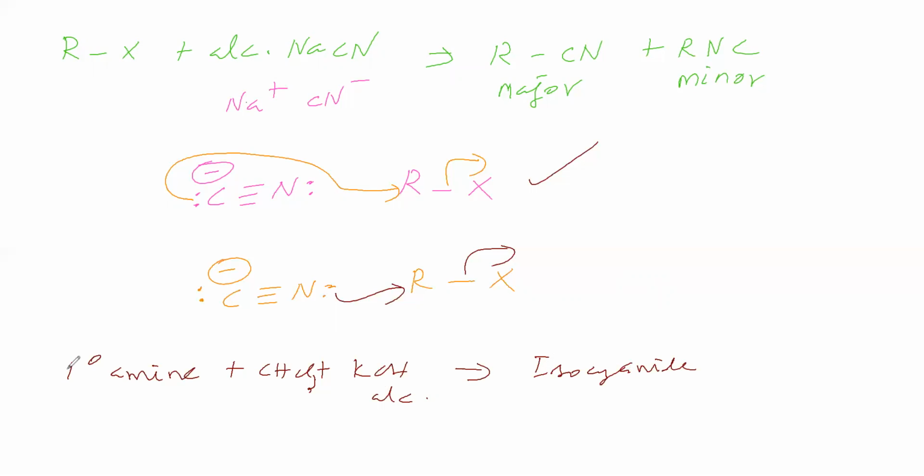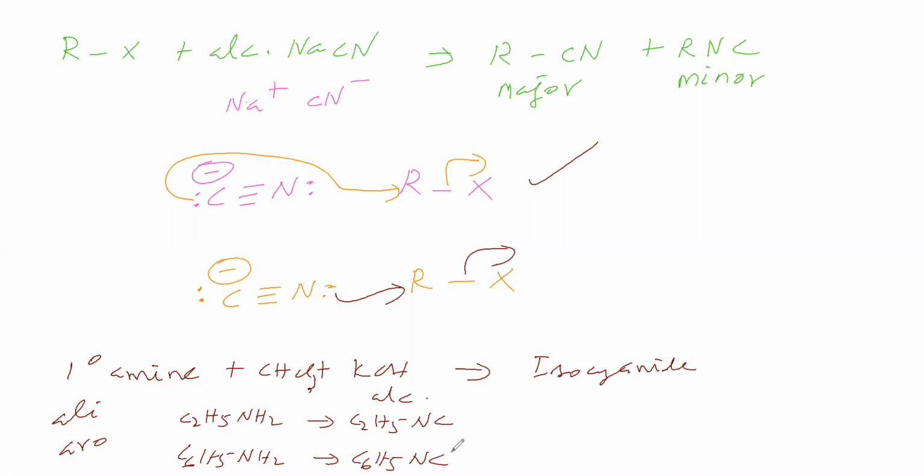Primary amine means you can take aliphatic or aromatic. If you take aliphatic, suppose C2H5NH2, you will get C2H5NC. If you take C6H5NH2, you will get C6H5NC. So the carbylamine reaction means a primary amine with chloroform and alcoholic KOH gives isocyanide as the product.